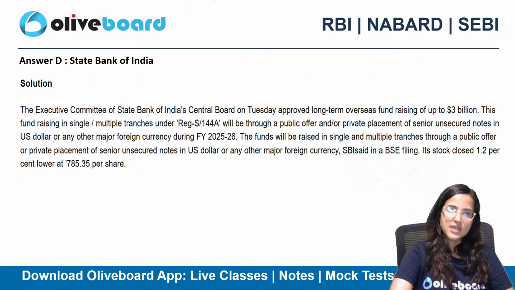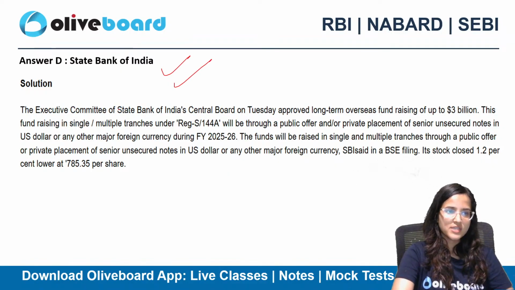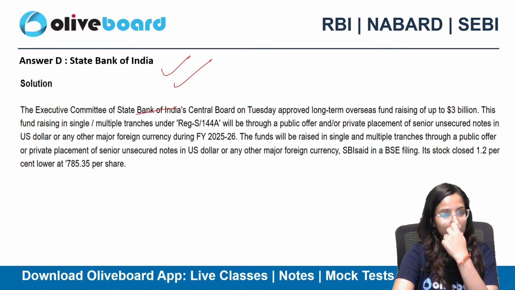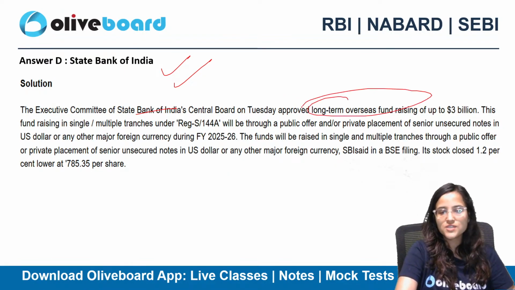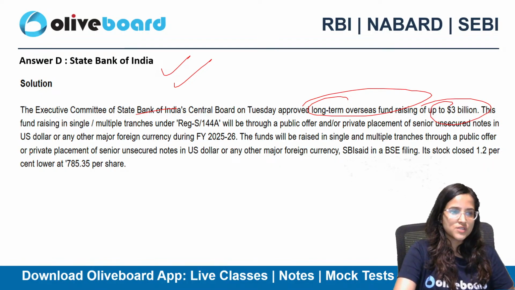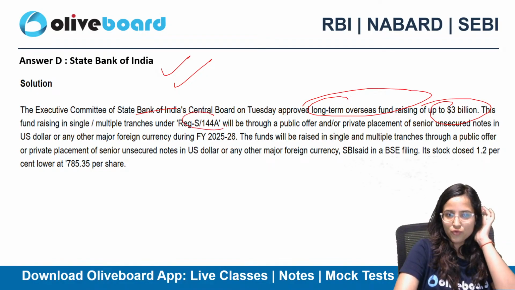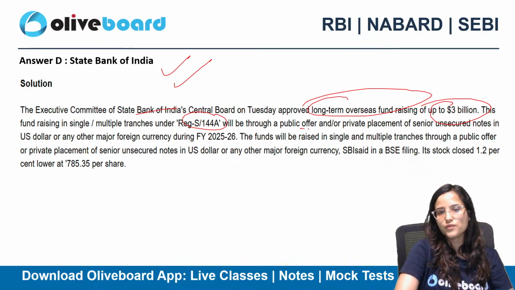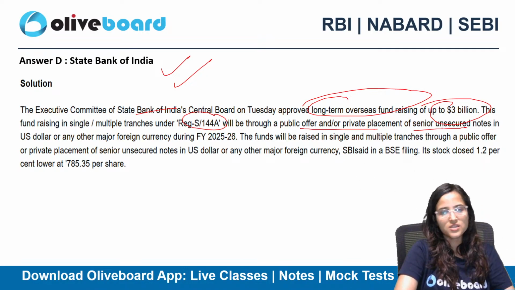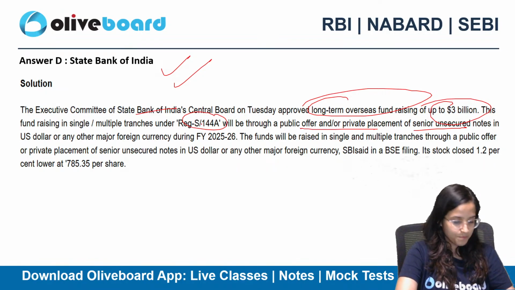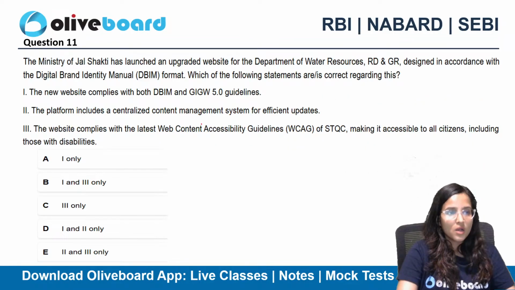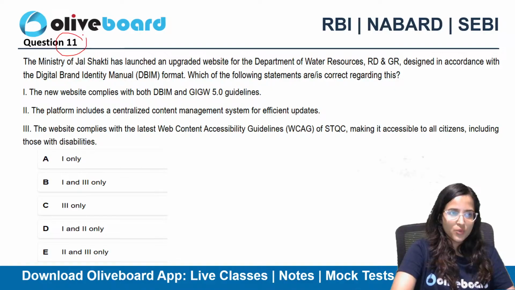So the answer is SBI, State Bank of India. The Executive Committee of SBI Central Board on Tuesday approved long-term overseas fundraising of up to $3 billion. This fundraising in single or multiple tranches under 144A will be through a public offer or private placement of senior unsecured notes.